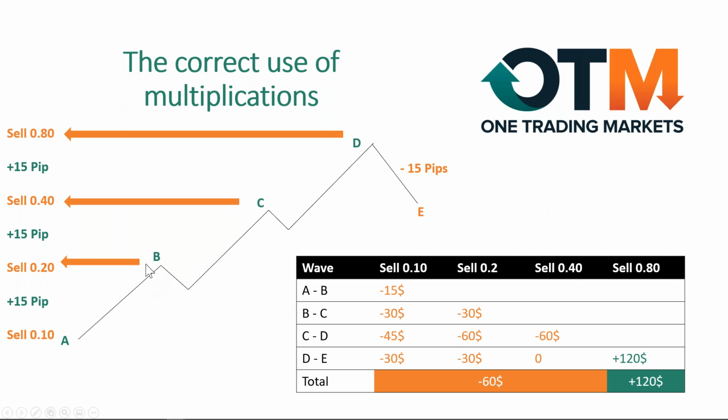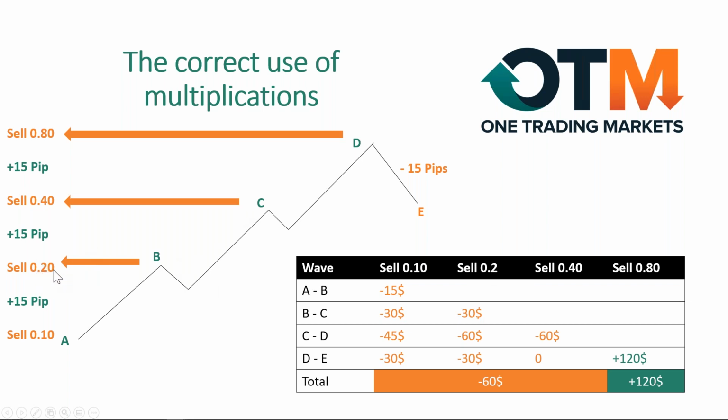Okay, so in this case, what will happen? Let's say A to B, in my first position, I sold 0.10. The market was against me, so I lost $15. From B to C, I already took 0.2. Okay, so now I'm having two positions. So the sell 0.1 now becomes a loss of 30 because it's double the number of pips. And with the sell position of 0.2, I'm losing now 15 pips.